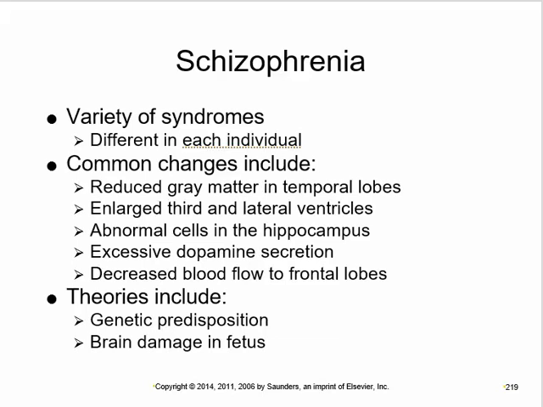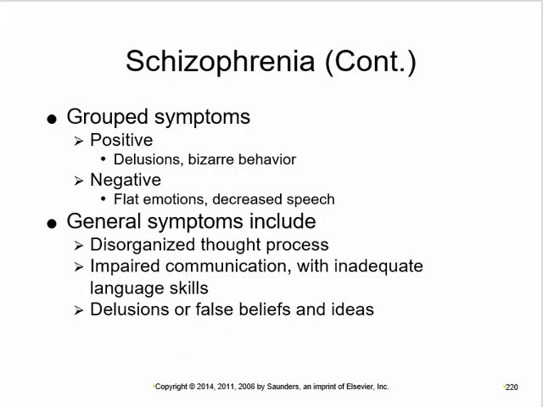Loss of gray matter, so an inability for cognition. There's probably a genetic predisposition triggered by some sort of environmental factor. Excessive amounts of dopamine secretion. Decreased blood flow to the frontal lobes, especially, so personality. Tend to be delusional, have bizarre behavior, or really flat emotions.